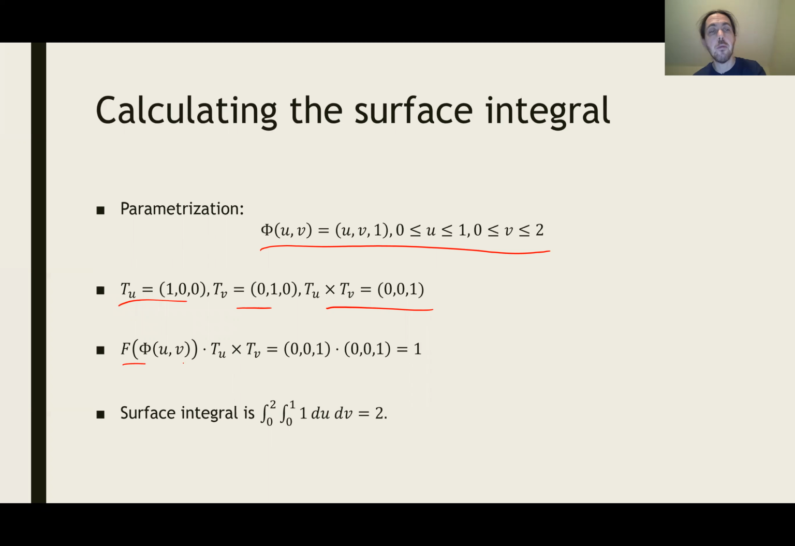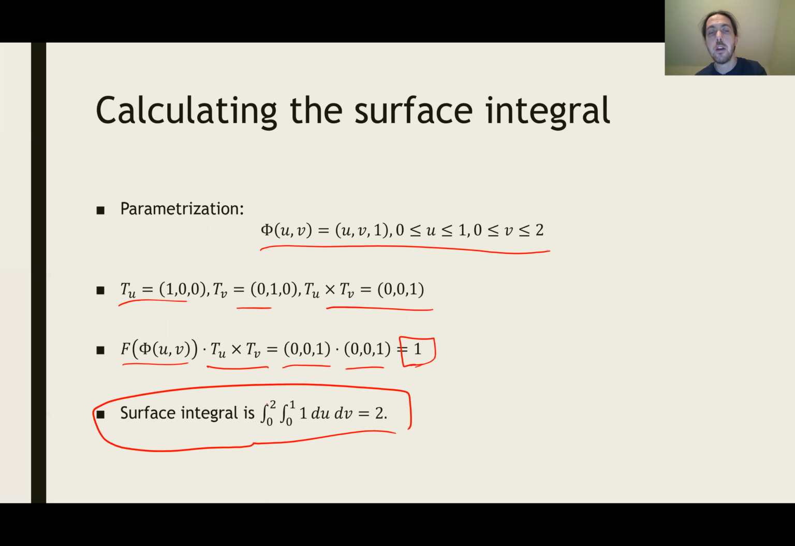Then we evaluate what's our vector field at this point dotted with tu cross tv. Our vector field was 0, 0, 1, and our tangent vector cross product was 0, 0, 1. And so we're going to be integrating 1. So our surface integral is the integral from 0 to 2 of the integral from 0 to 1 of 1 du dv. And so that gives us 2.